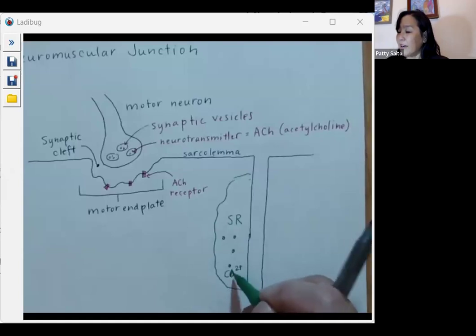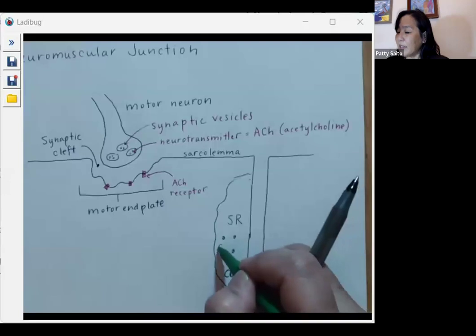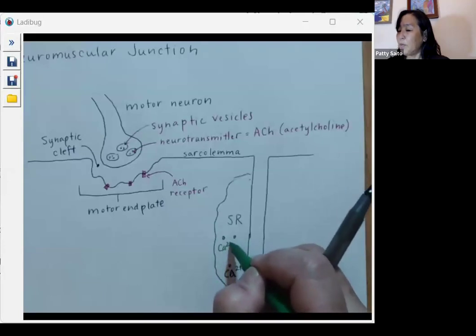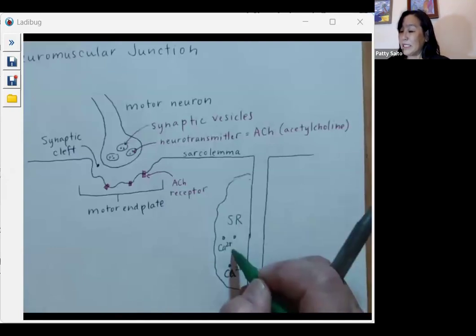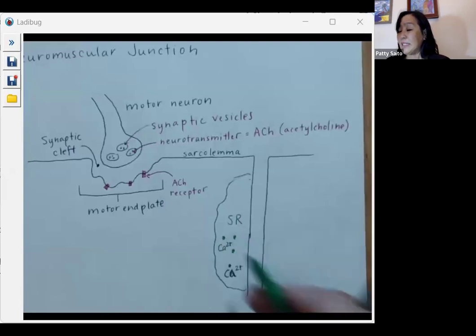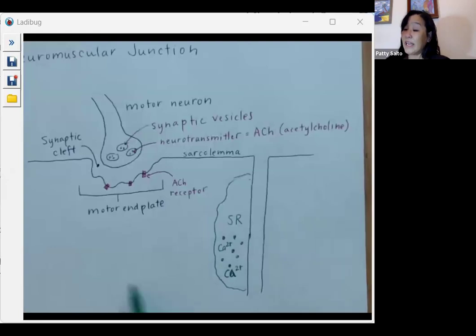See, little a, sorry. So these are calcium ions. 2+ just means that it lost 2 electrons, okay? I'm not going to worry too much about it. But just calcium is stored within the sarcoplasmic reticulum. All right. And then, inside here, we have our sarcomeres, our thin and thick filaments, right?